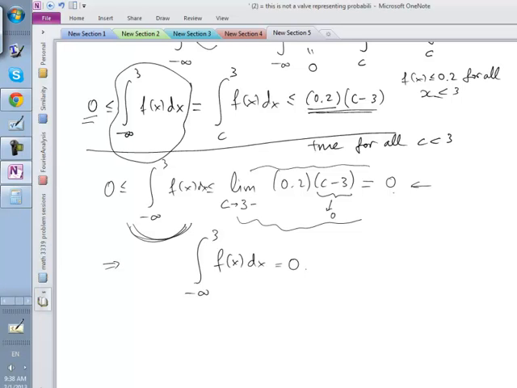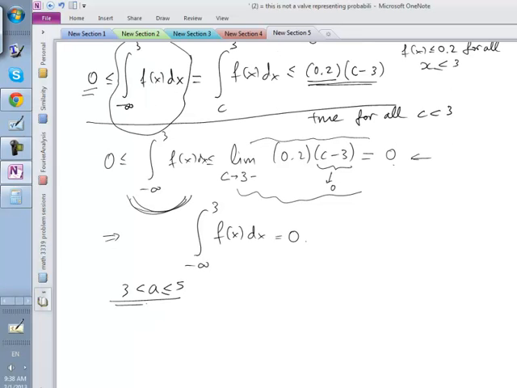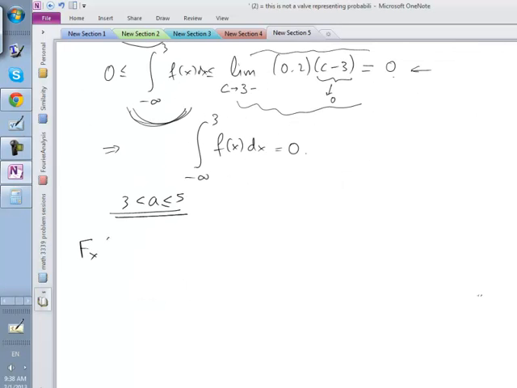Now let's take A to be between 3 and 5. We can go all the way up to 5. Now we have f of x of a. This is the integral again from negative infinity to a. So now I'm breaking this integral into two parts, from negative infinity all the way to 3, and now from 3 to a.